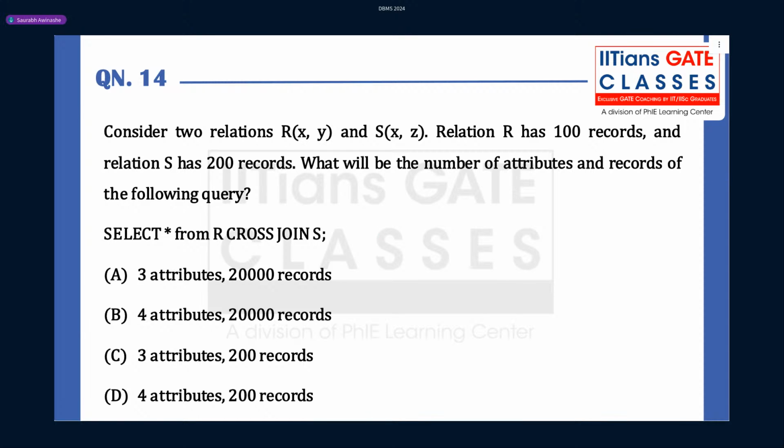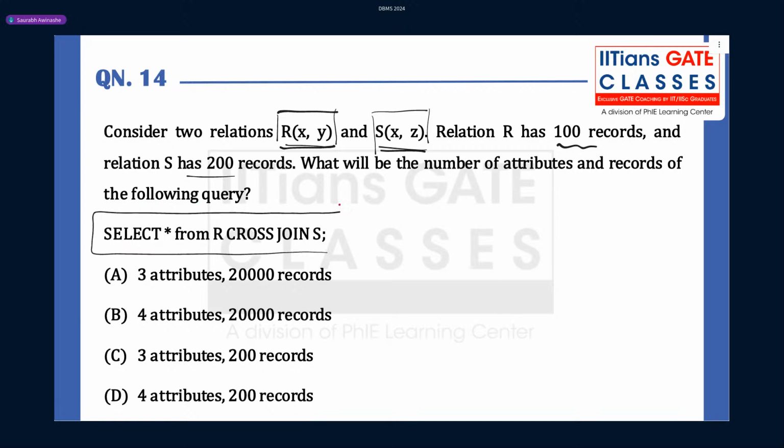that consider two relations. The first relation is R and it has the attributes X and Y. And the second relation is S. It has the attributes X and Z. So the relation R has 100 records and the relation S has 200 records. So they're asking us what will be the number of attributes and records for the query given. This is the query given, that is select star from R cross join S.